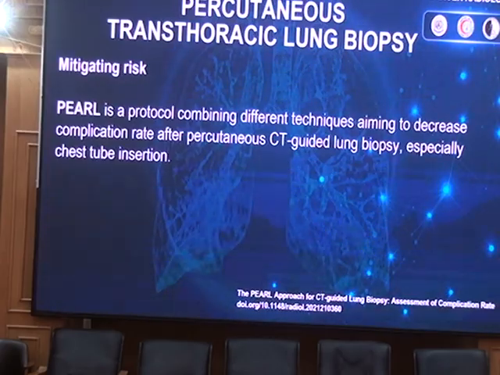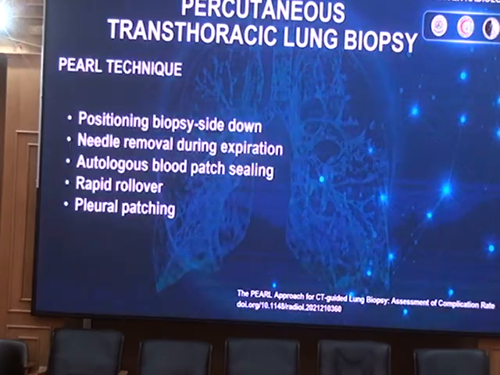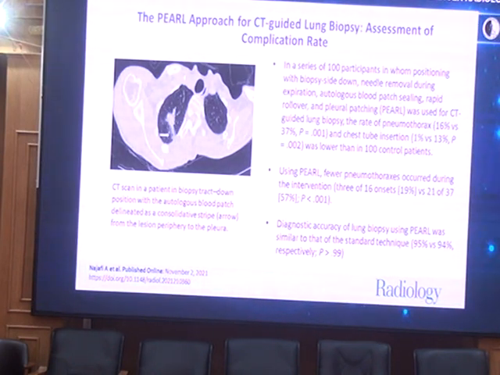We can mitigate the risk of bleeding and pneumothorax by performing different techniques. There is one called the PEARL protocol, which aims to decrease the complication rate. This includes positioning biopsy side down, needle removal during expiration, using autologous blood patch sealing, where we use the patient's own blood to close the tract after performing the biopsy, rapid rollover, and pleural patch. This protocol, in a study published in 2021, found a profound decrease in complication risk against the control group.